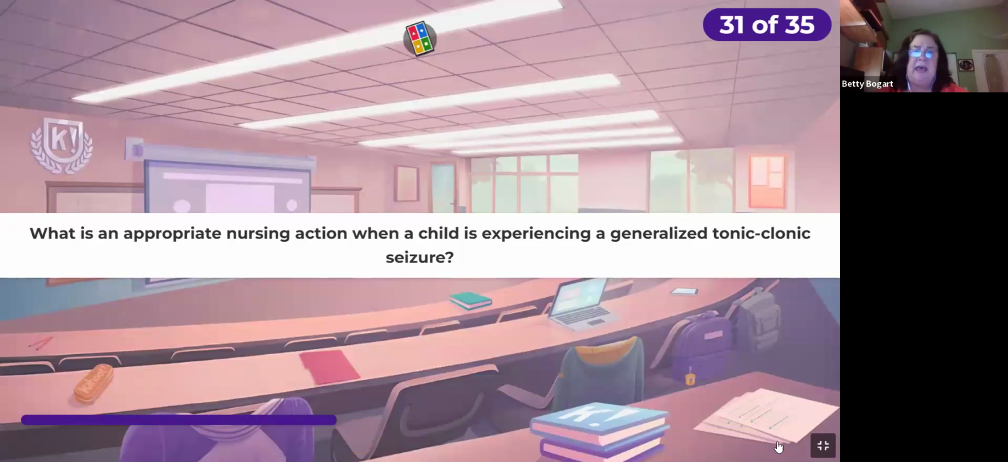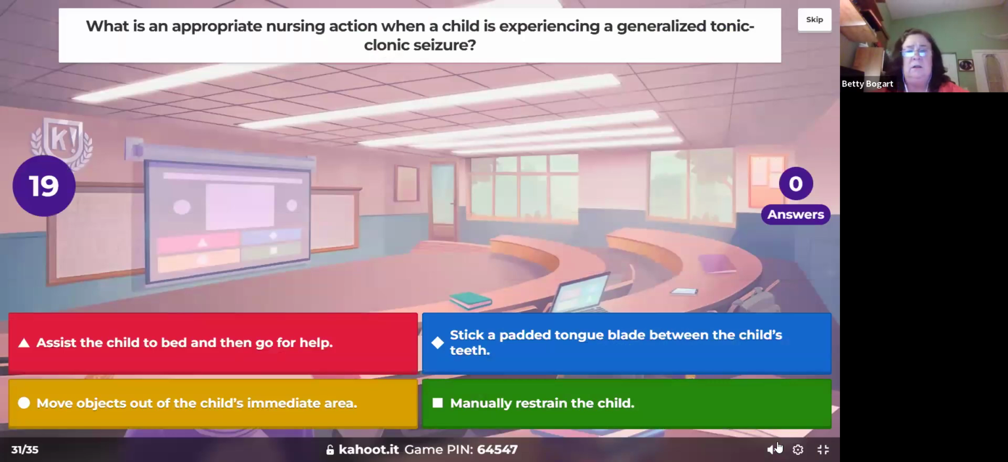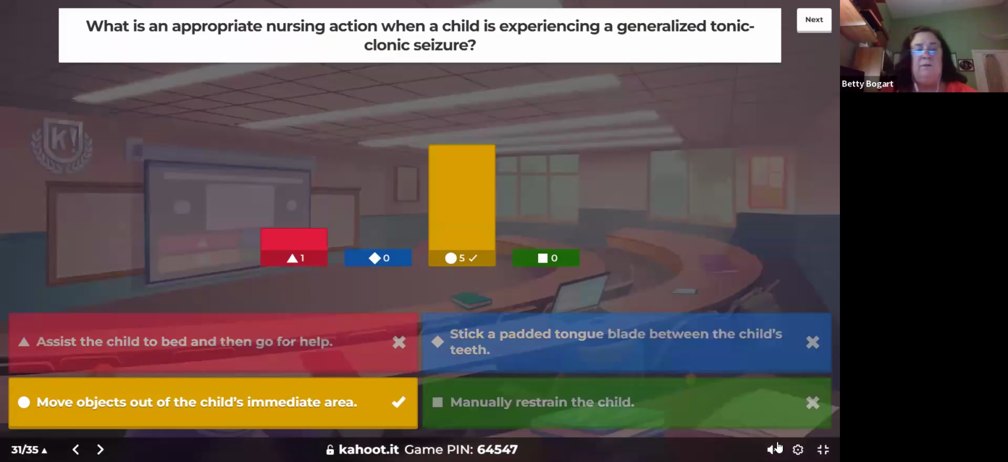What is an appropriate nursing action when a child is experiencing a generalized tonic-clonic seizure? So their arms, their legs going, there's foaming at the mouth. They could be incontinent of bowel or bladder. What is our biggest concern about all of this? So the thing is, kids always have stuff in their bed, right? They start moving and thrashing, they could hurt themselves, get all sorts of lacerations with it. So the thing with this is move it out.